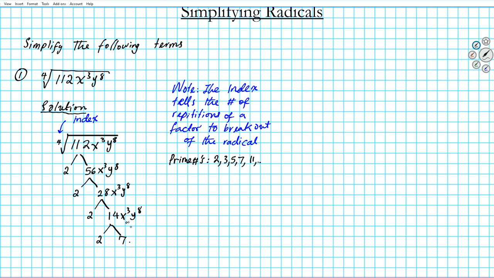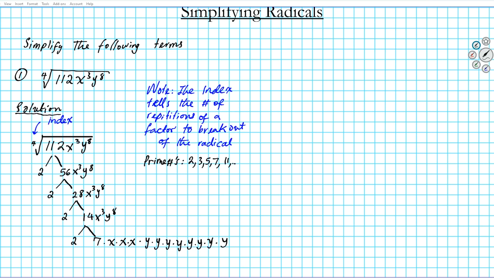So let's break down the variable terms. This is x to the third, which means you multiply x by itself 3 times, 3 repetitions of the factor. Y to the eighth means you have 8 y's multiplied together: 1, 2, 3, 4, 5, 6, 7, 8. We talked about this earlier. The index is 4, so any term that repeats itself 4 times is a fourth power, and we can take the fourth root of that to get just one of the factors.